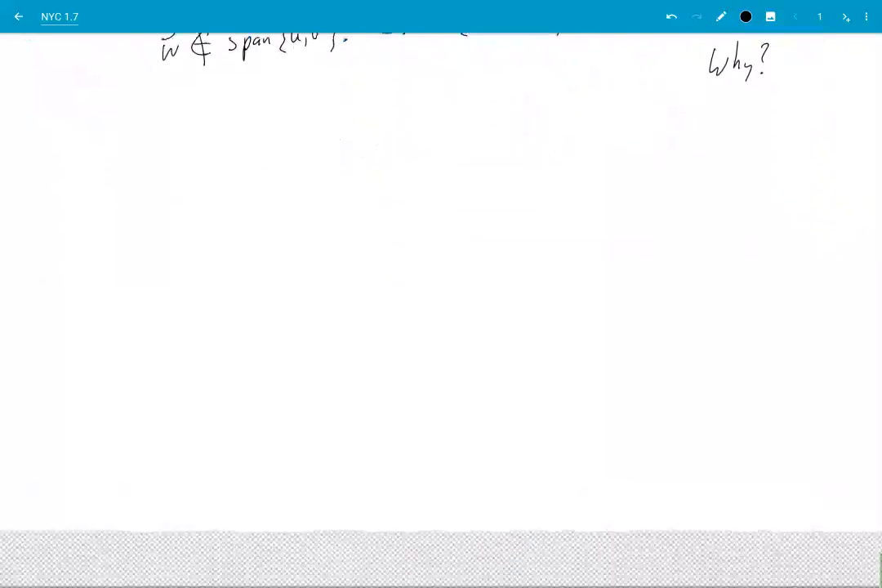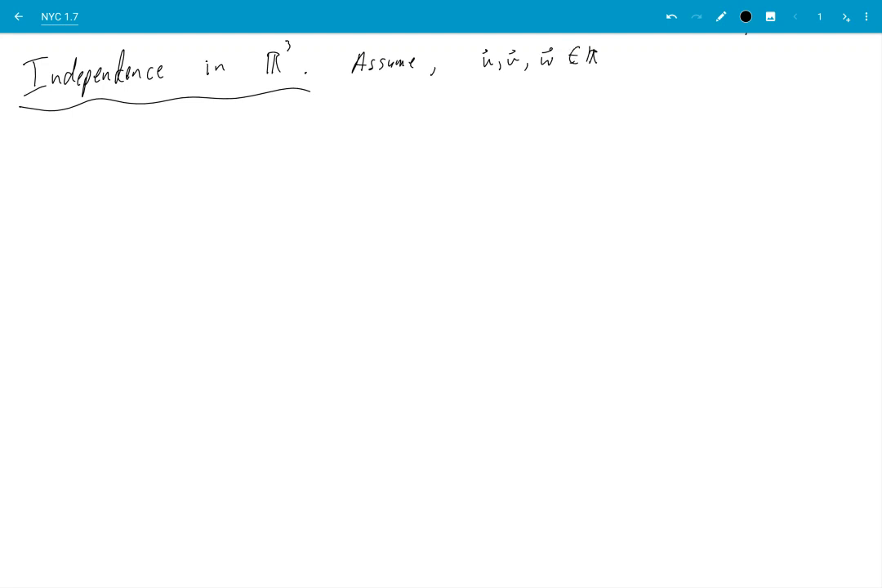Okay, let's look at something visual. Let's talk about independence in R3. What does that look like? Okay, so we'll assume that U, V, and W are in R3.